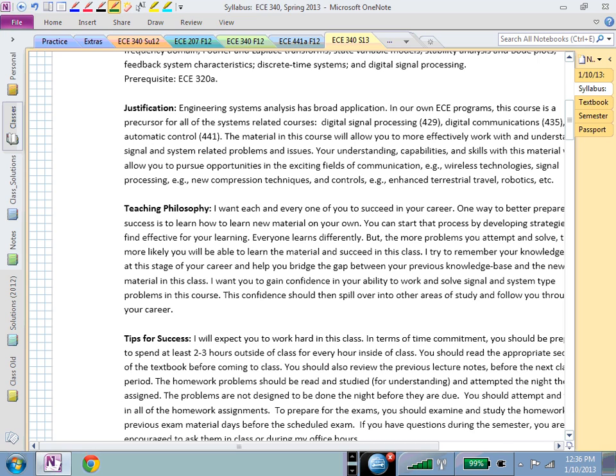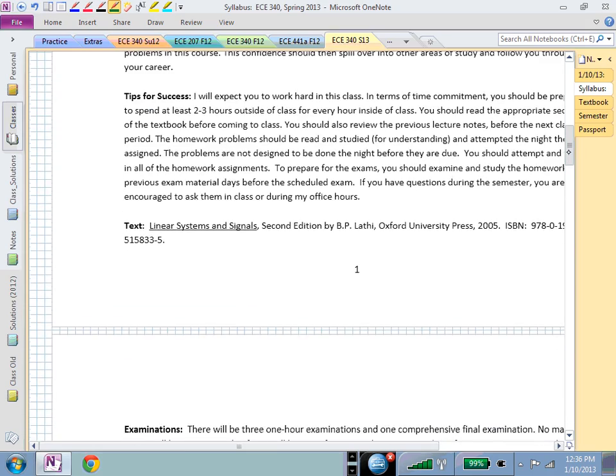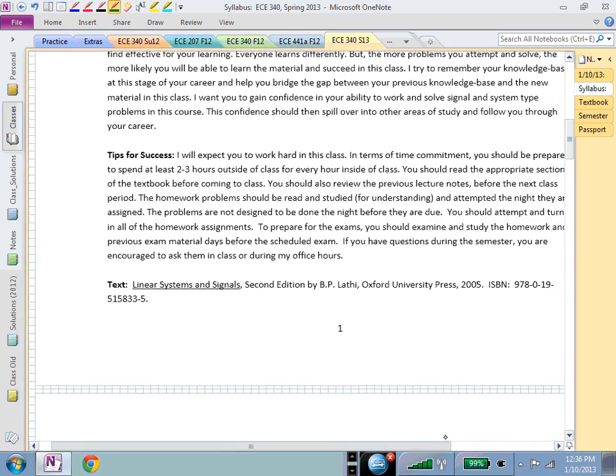Then there's some justification, teaching philosophy, tips for success, and you can read that on your own. There is a textbook.